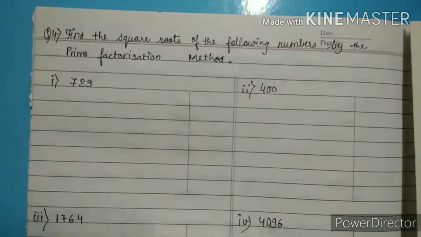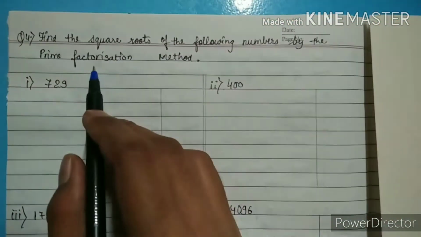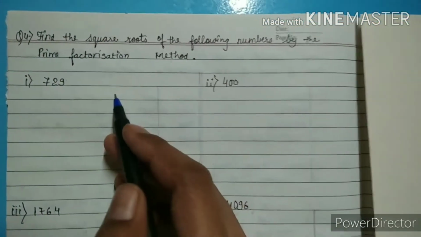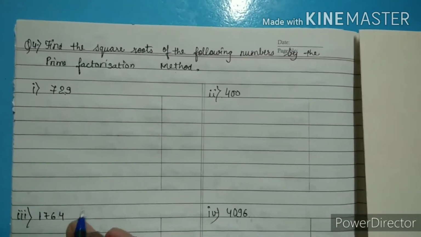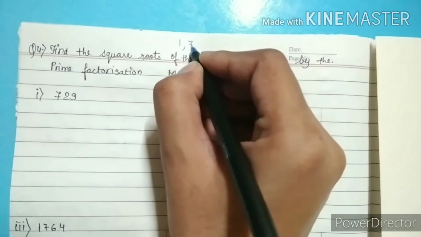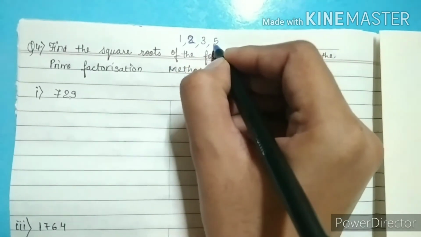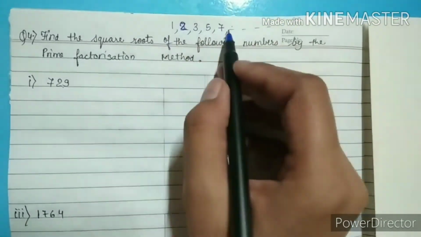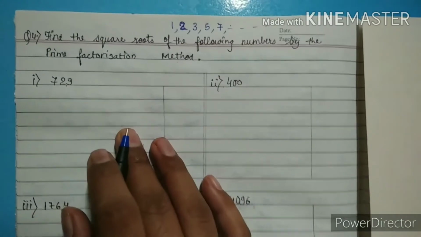Question number 4 is to find the square root of the following numbers by the prime factorization method. This method you already know, because we have to divide the given number by prime numbers only, like 2, 3, 5, 7. We divide the given number by these, because they are all prime numbers.